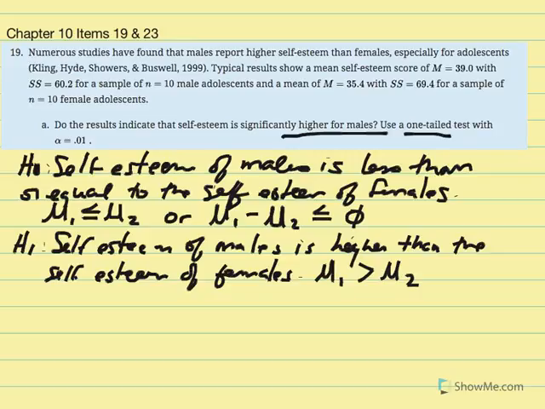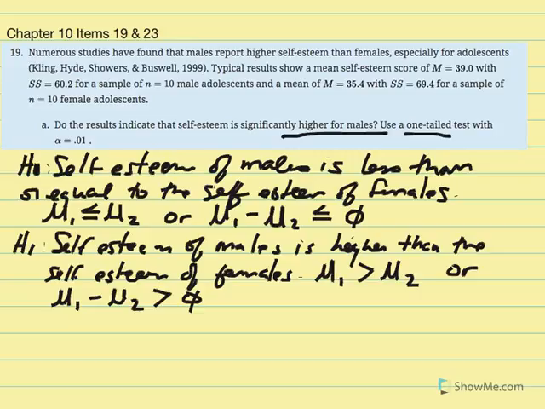I neglected to do the same over here. This would be, or, the self-esteem of males minus self-esteem of females will be greater than zero, again, implying that the first value is higher. All right, so we've established what our research and null hypothesis would look like.